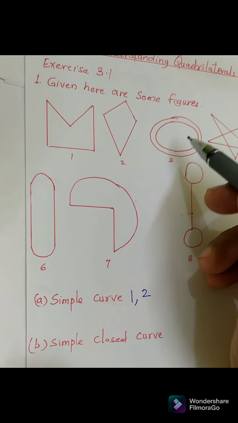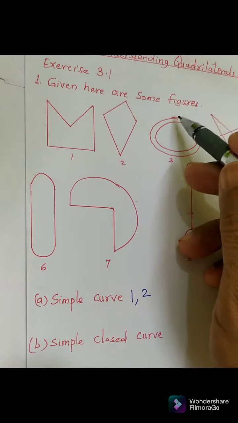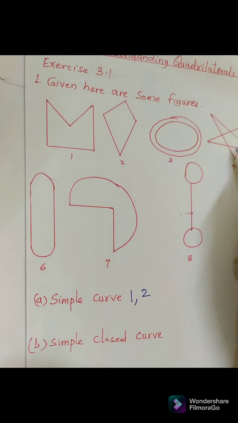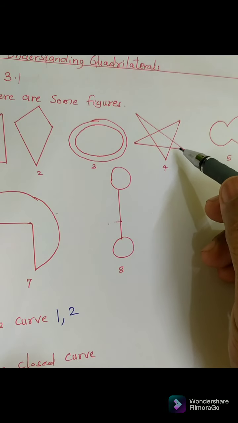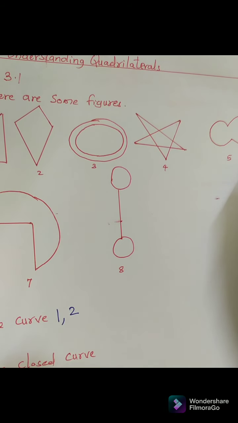So here this is not possible. Here if you come like this, you have to lift your hand again and keep it here. Here it is not possible. It is crossing this third figure. So it is not possible. Go to the fifth one now. In the fifth one it is possible.